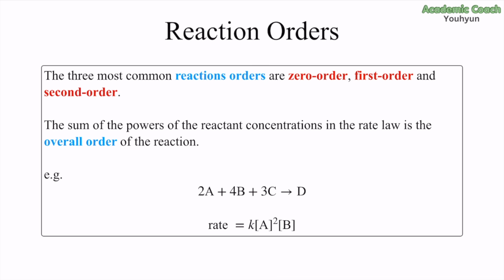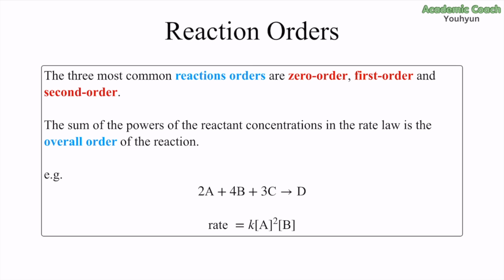So you see how we can experimentally determine the power of the concentration of each of the reactants. And we call those powers reaction order. The three most common reaction orders in rate law would be zero order, first order and second order. Third order is also possible, but it's very rare. So here in AP Chemistry, we will only focus on zeroth order, first order, and second order.